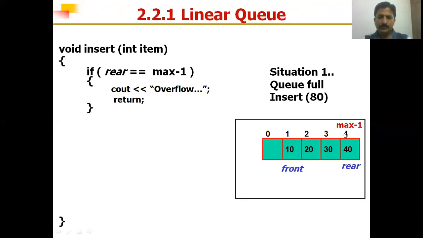Condition is true. So already we said, what is the condition? Rear and max -1, if both are the same, the queue is full. And when the queue is full, any further addition should be overflow. So as soon as you try to insert 80, it comes and checks the first condition. What is the first condition? Is rear equal to max -1? So you are checking the condition here.